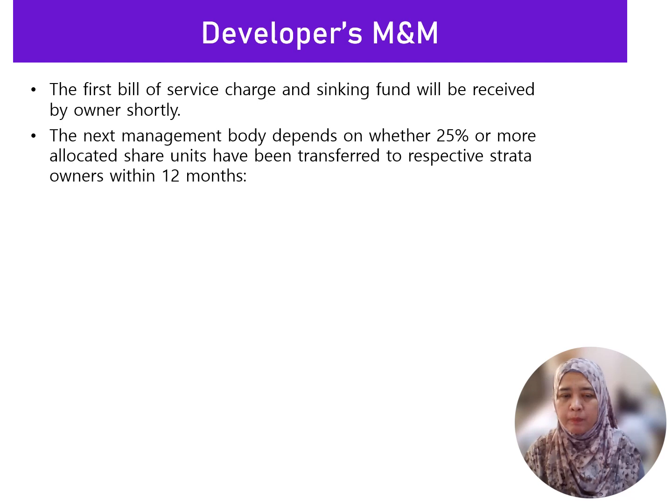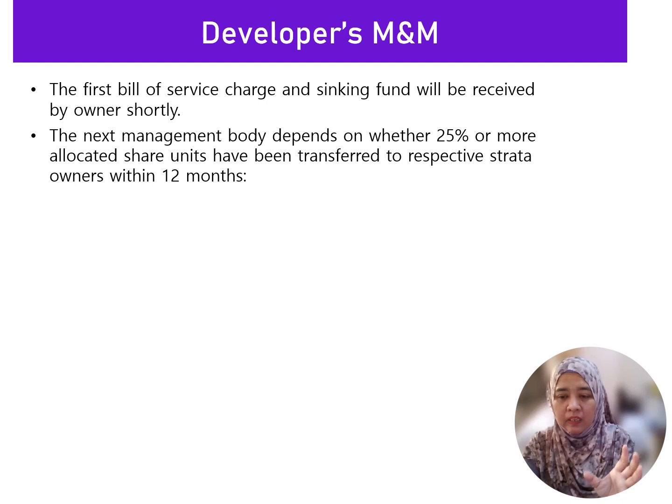And the next management body after the developer depends on whether 25% or more allocated share units have been transferred to respective strata owners within the 12 months. So inilah the condition. So this is actually the important condition, the magic number, okay, that we're going to explore in more detail, okay, in the lecture on management bodies. But the condition is, okay, 25% or more allocated share units have been transferred.